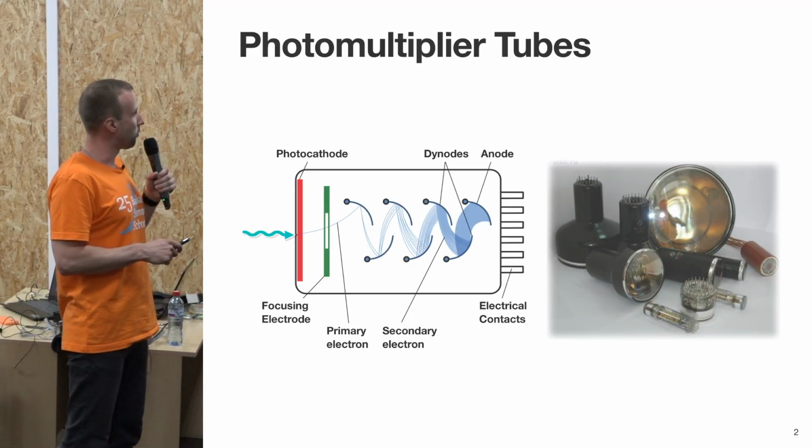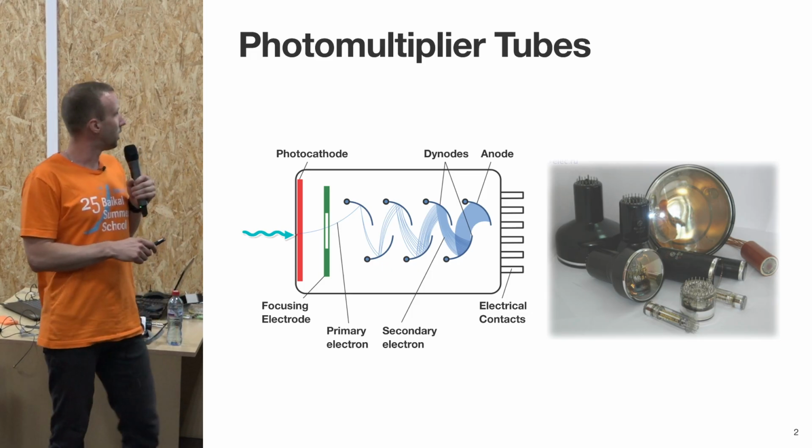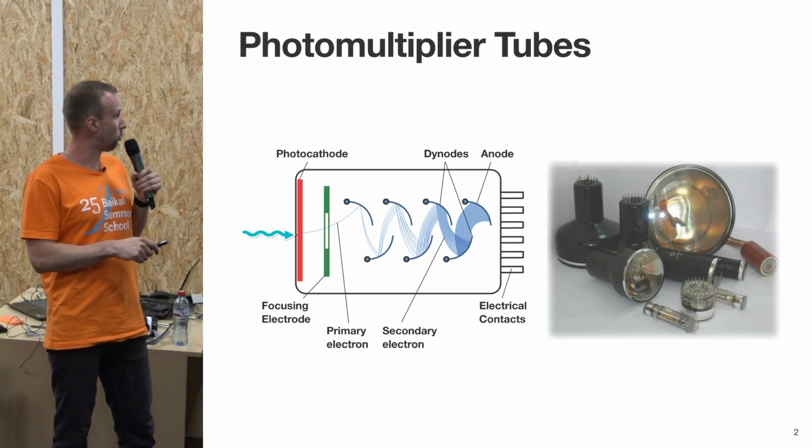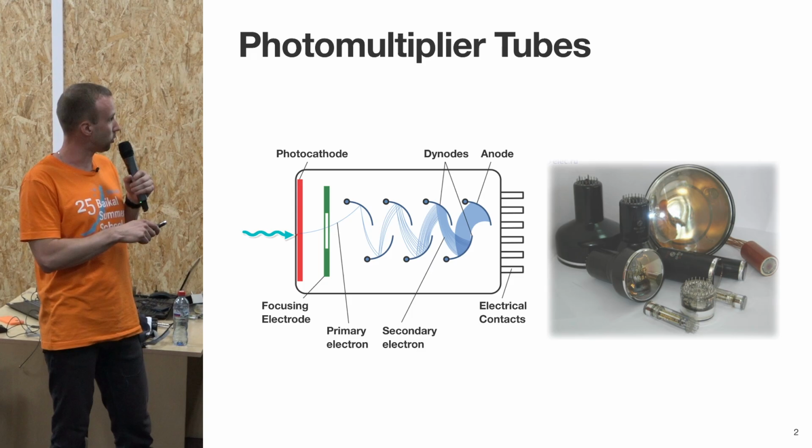A few words about the photodetectors. One of the most widely used photodetectors is the photomultiplier tube. A little bit about the principle of work of this detector. We have a vacuum tube with an open window, which is called the photocathode. On the inner part of this glass we have a thin layer of special material, which is called the photocathode.